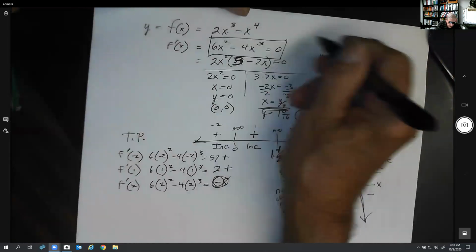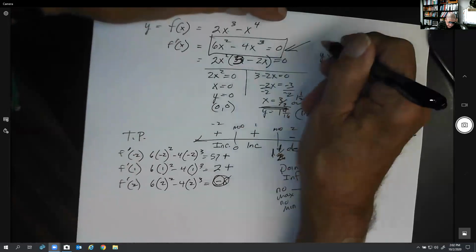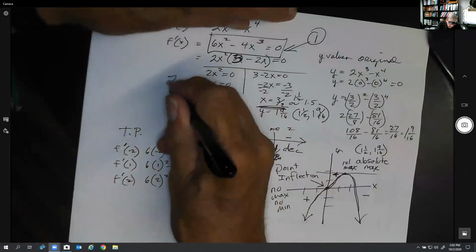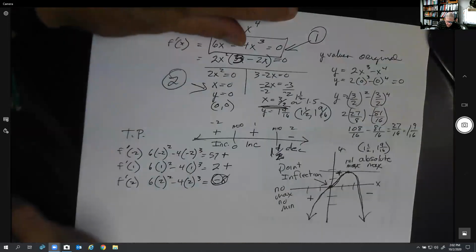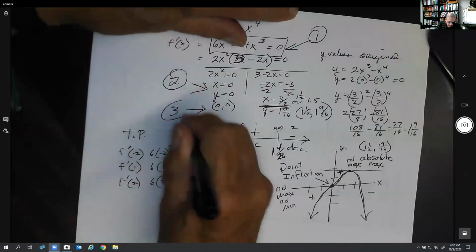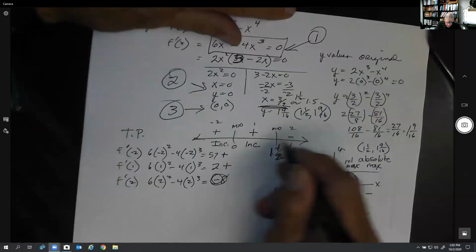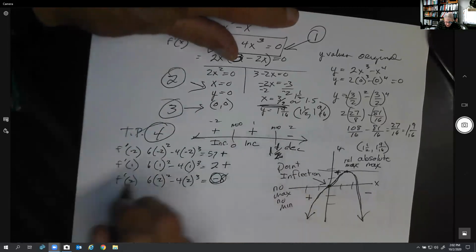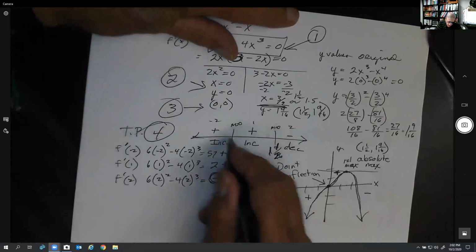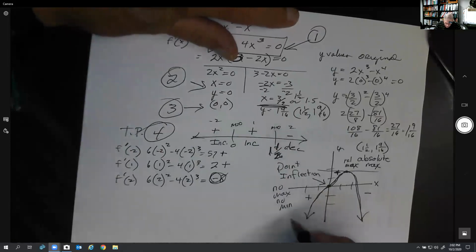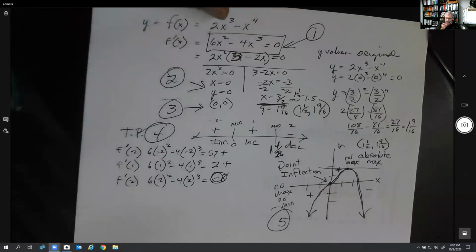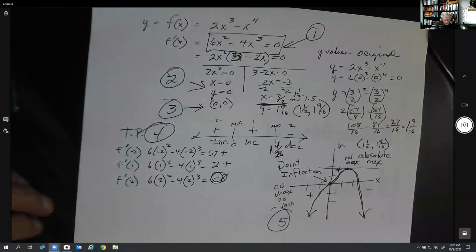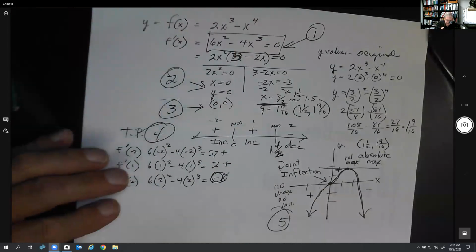You know, finding the derivative, solving the derivative, finding the related y values, making a grid and getting some test points and seeing what's happening on those test points. And this one threw a little curve at us, maybe a little bit. And then finally, number 5, graphing this thing. So if you do those things, kind of 5 steps, it won't be too bad. I know it's a little confusing, but okay.